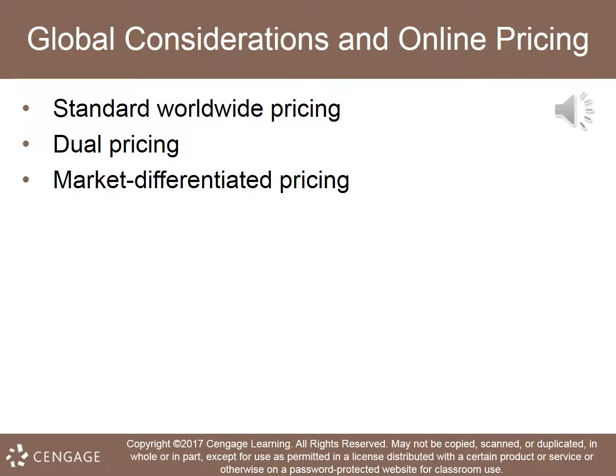Standard worldwide pricing involves charging one price throughout the world, regardless of the target market. Dual pricing distinguishes between domestic and export price strategies. Market differentiated pricing is highly flexible. It allows firms to price their products according to marketplace conditions. This permits exporters to adjust prices frequently.